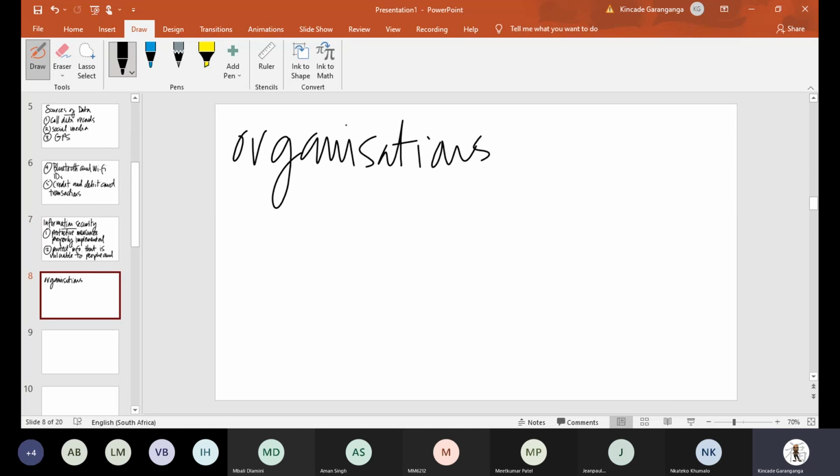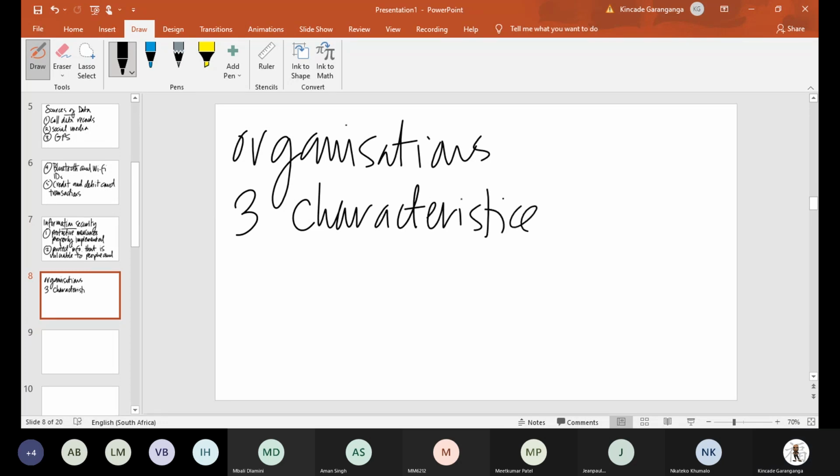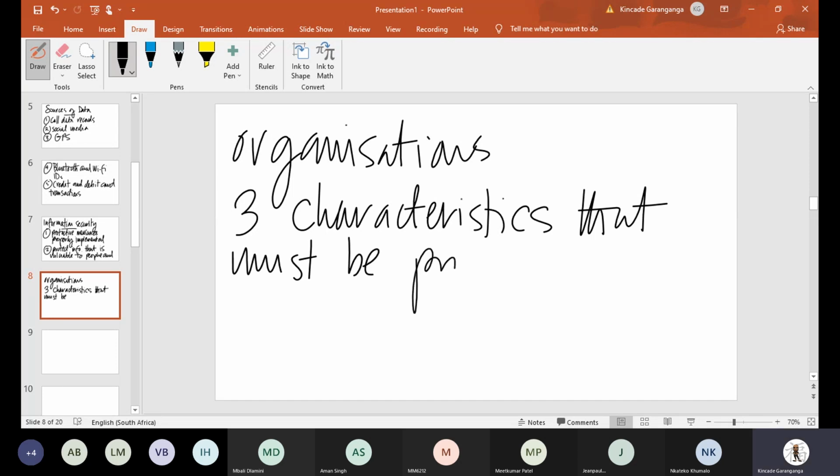And what are these three characteristics? So in essence, here we've got distinctively three characteristics that must be protected, right? What are these three characteristics, all right? In essence, what you're looking at is the first thing is confidentiality.